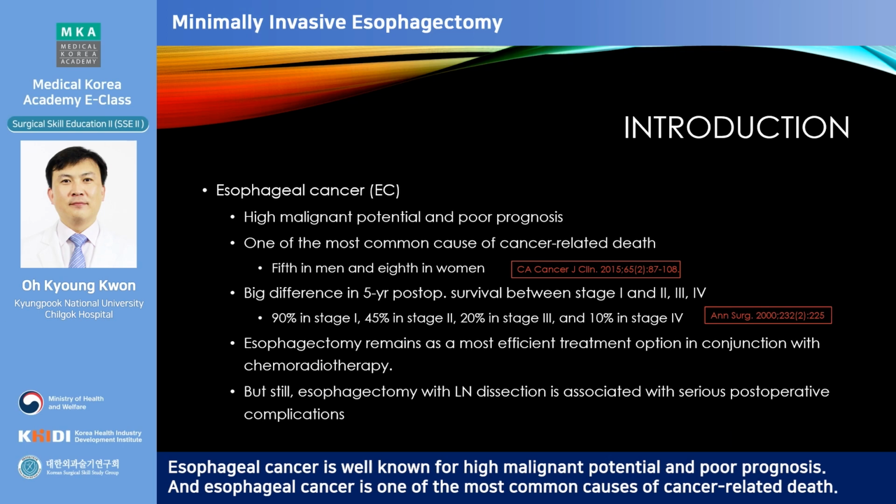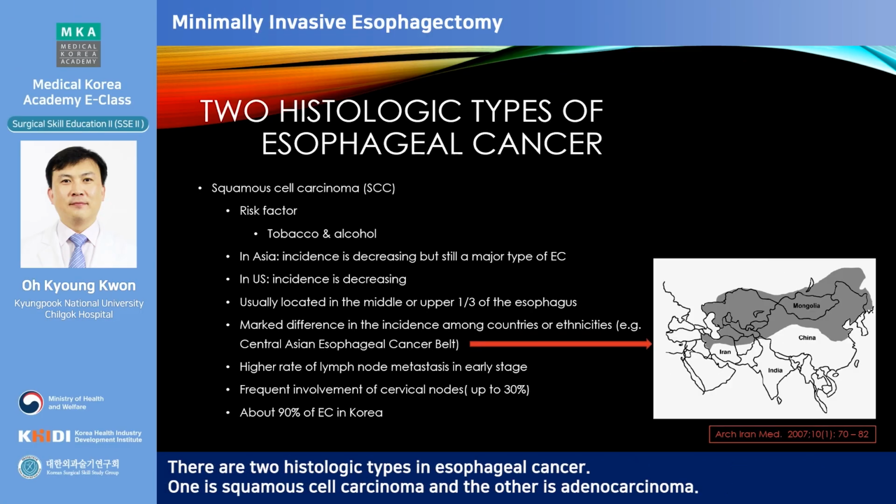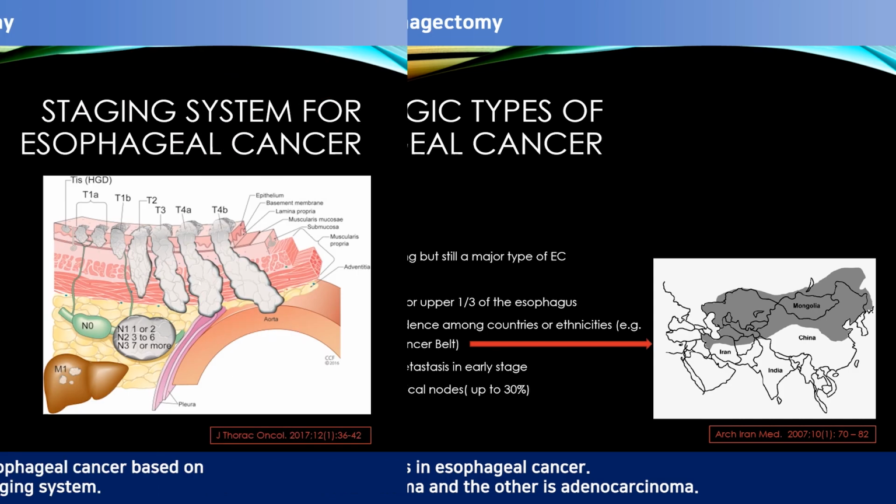Esophageal cancer is well known for high malignant potential and poor prognosis. There are two histologic types in esophageal cancer. One is squamous cell carcinoma, and the other is adenocarcinoma.